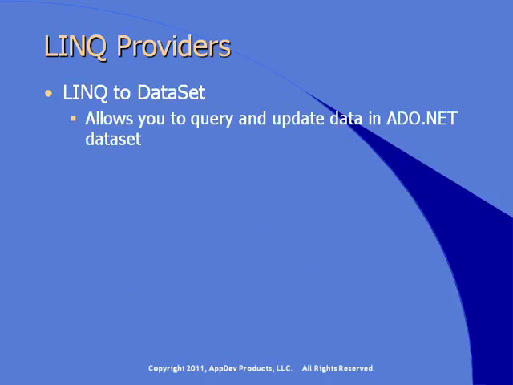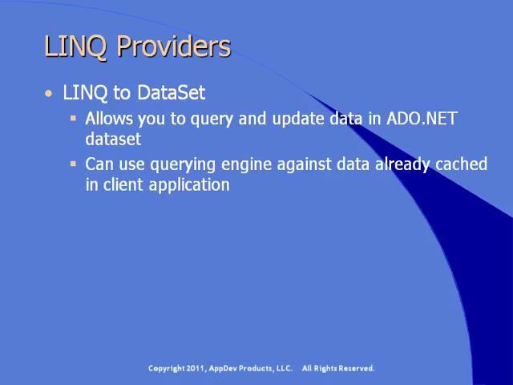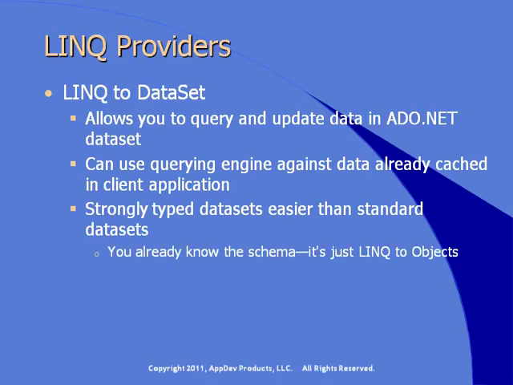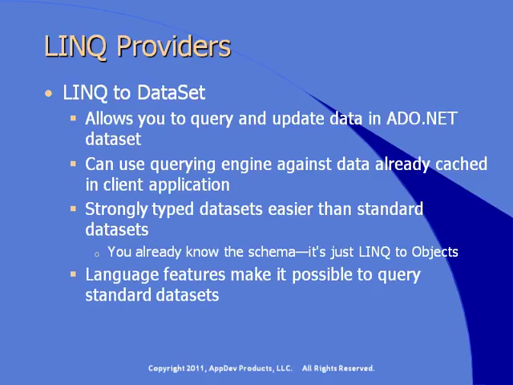LINQ to Dataset allows you to query and update data in ADO.NET datasets. You can use the LINQ querying engine against data that's already cached in a client application. Strongly typed datasets are easier to work with than standard untyped datasets. In that case, you already know the schema, and it's just LINQ to Objects once you have a strongly typed dataset. For untyped datasets, there are a few extra hoops you have to go through, and you'll learn about those when you study LINQ to Dataset. Language features make it possible to query standard datasets, but like I said, it's a little more effort to make that happen.